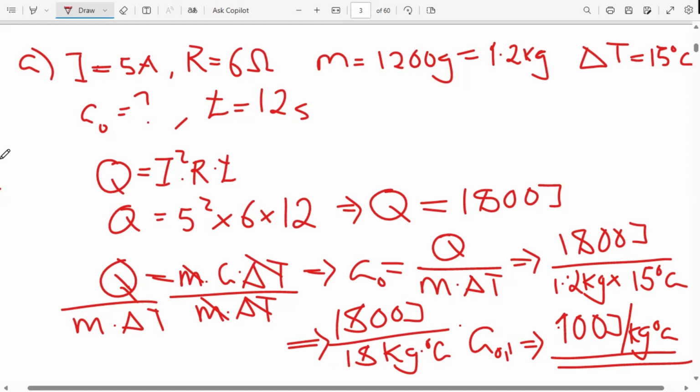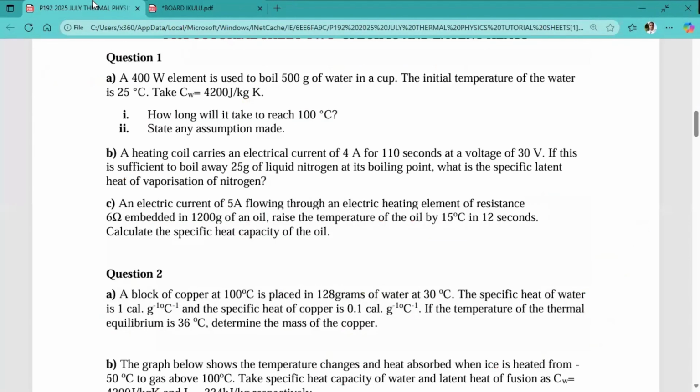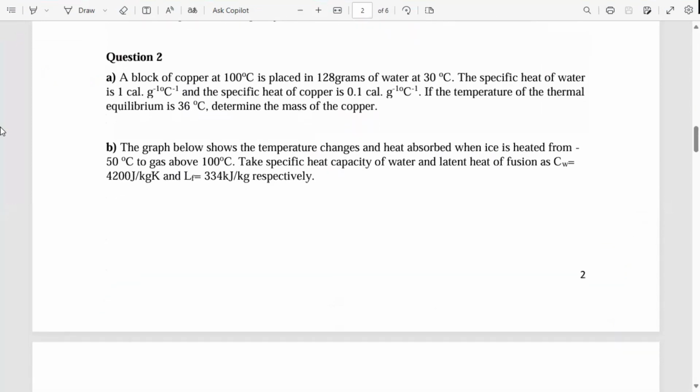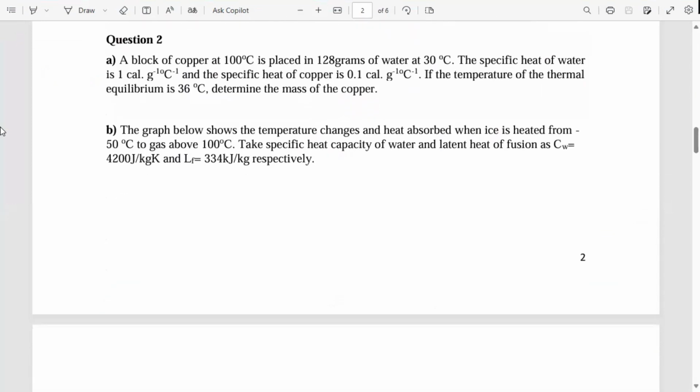And thus we are done with part C of question 1, which also marks the conclusion of question 1. Let's move to the next question, which is question 2. And question 2 is stating to say a block of copper at 100 degrees Celsius is placed in 128 grams of water at 30 degrees Celsius.